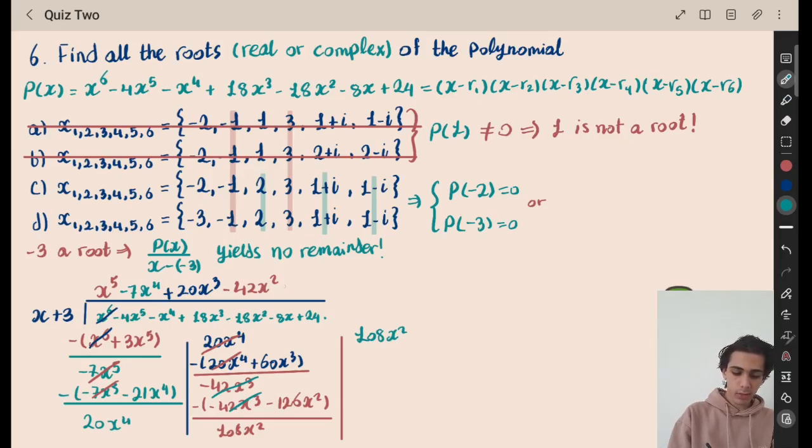So divide this by x, you get 108x. Now we don't actually care about this result that much. We just want to see if we will get a remainder or not. That's really the main goal. So keep this in mind. This is the goal of this process.